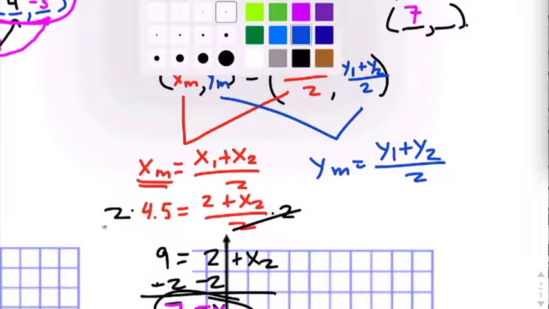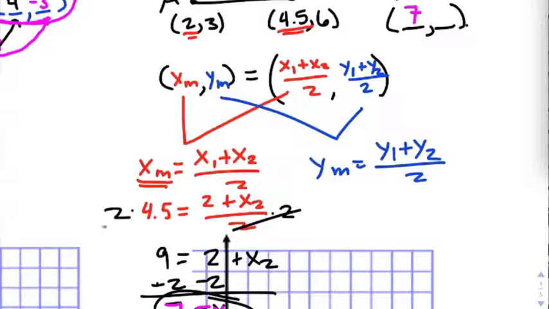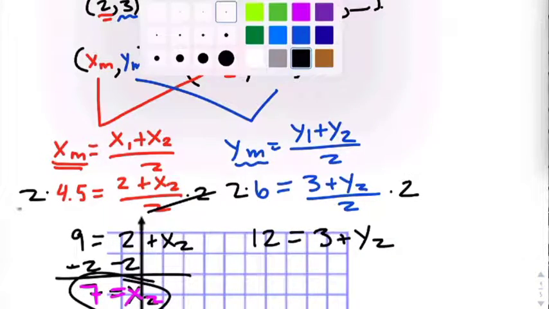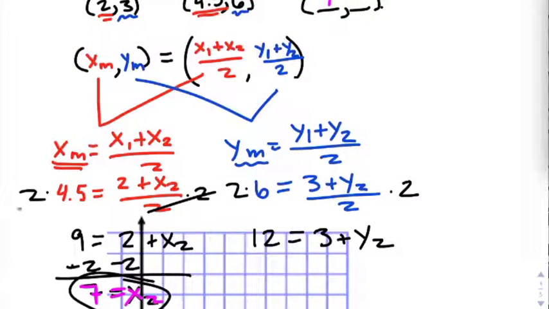I can do the same thing for my y's. I do know the y value of my midpoint. It's going to be 6. I do know the first y value, which is going to be 3. I don't know the second, but that gives me enough to actually solve this like an algebraic equation. I can multiply 2 on both sides, get 12. Then I can subtract 3 on both sides to get rid of that 3, which means my y2 value has got to be 9.